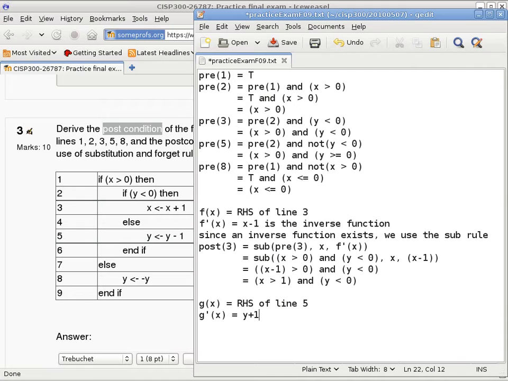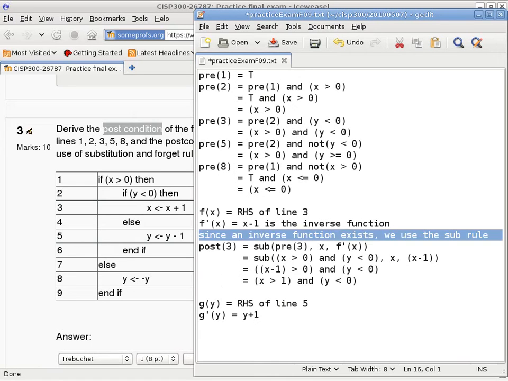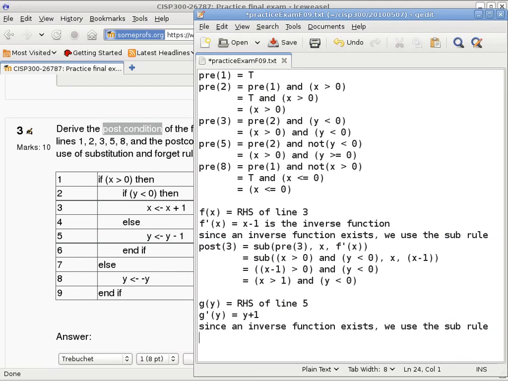And then we use the same explanation. So copy and paste. It's a good thing that you don't have to write anything on a piece of paper. Then you can use copy and paste and all those other things that you usually cannot normally do with your other classes with paper-based exams. Then you can say post 5 equals the substitution of pre 5, and this time remember to change the variable to y, and then say it is replaced by g prime of y, just like that.